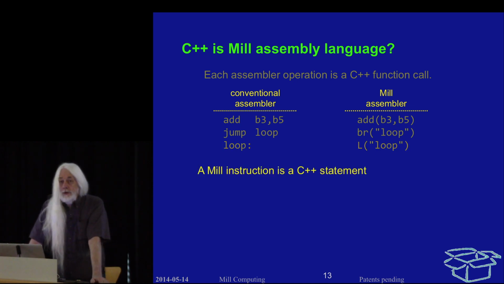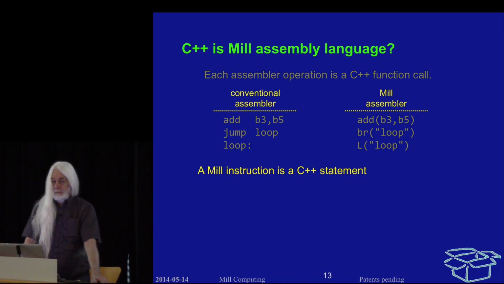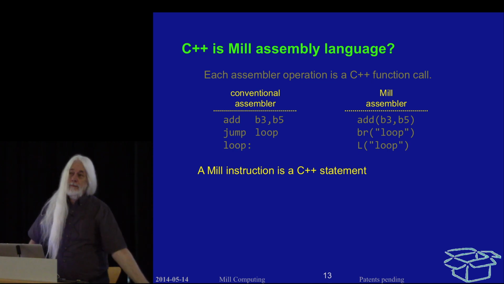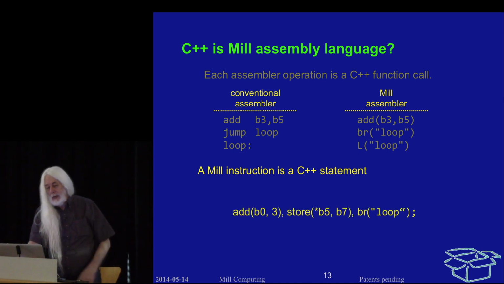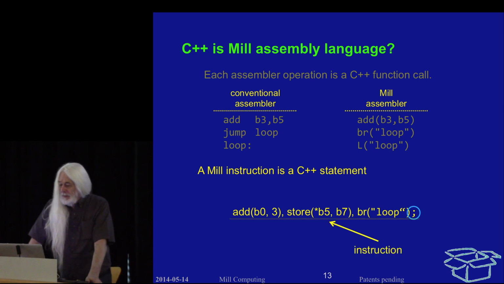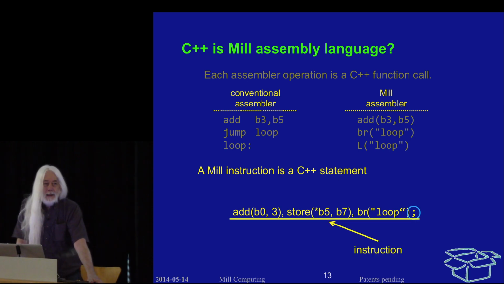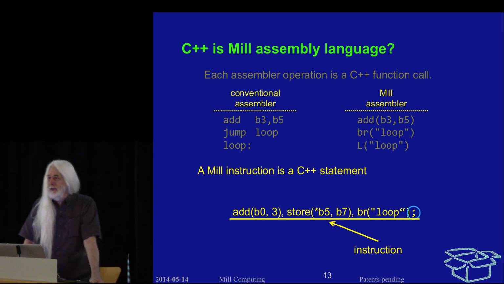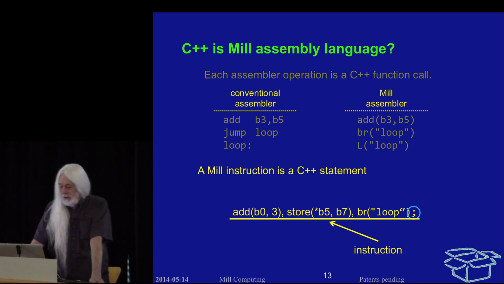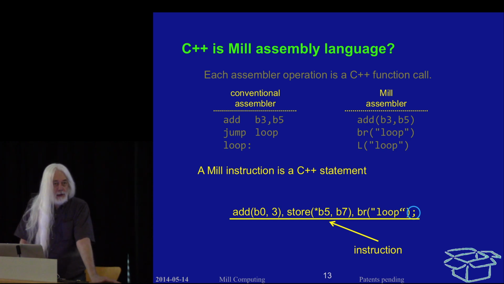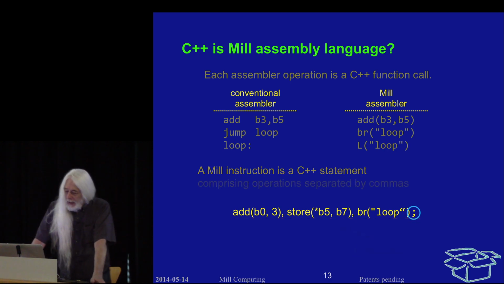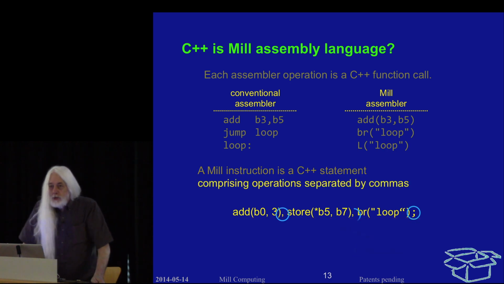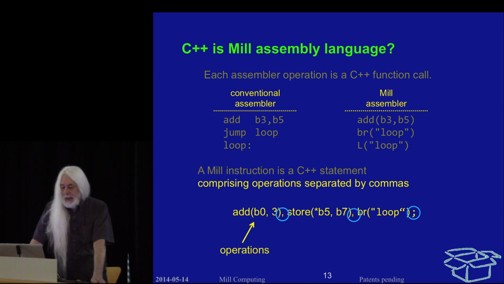A mil instruction is a C++ statement. Remember I said that instructions can have more than one operation in them. So that's a statement. The whole thing is a mil instruction. The semicolon tells you the end of a C++ statement, and that all of the operations in that statement correspond to one mil instruction. The individual operations are separated by commas.